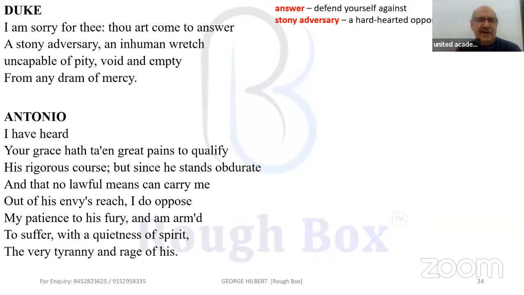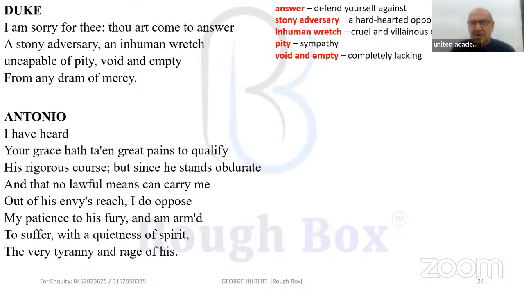So I'm sorry for you, Antonio, because you have come to answer or defend yourself against a stony adversary, a hard-hearted opponent, an inhuman wretch, incapable of pity, void and empty from any dram of mercy. Okay, he's a cruel and villainous opponent, somebody who has no sympathy and who's completely lacking mercy. A dram would be like a single drop of water. Okay, Shylock does not have even a drop of mercy in him. That's why he feels sorry for him.